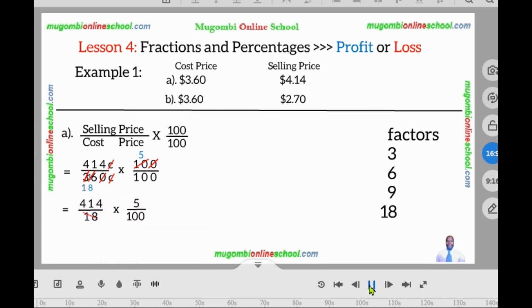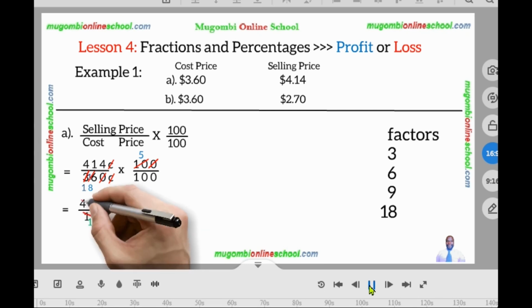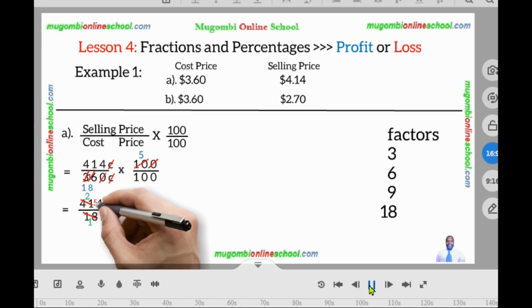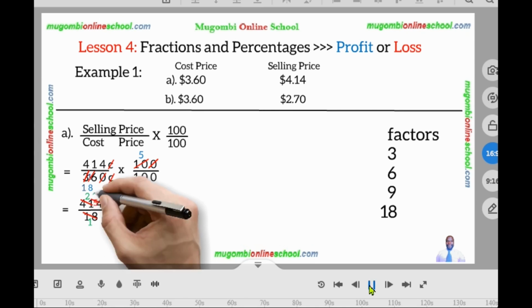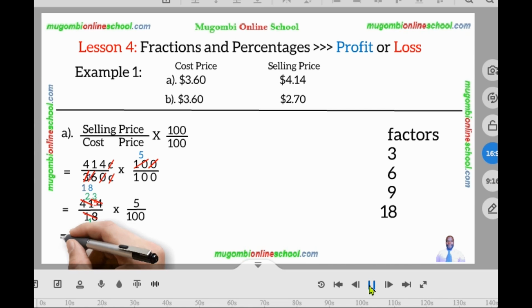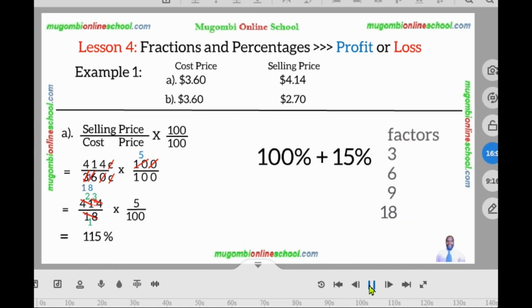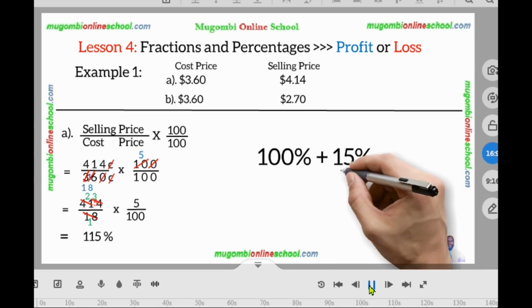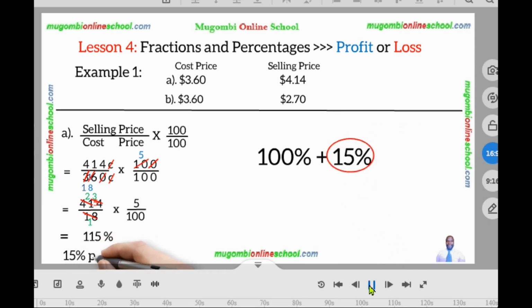So we have to calculate 18 into 18, 1, and then 18 into 41, this will give us 2, remainder 5, and then 18 into 54, that is exactly 3. So for you, you can start by using the small factors, 3 or 6 or 9 or 18, whichever is convenient to you. If we multiply the numerators, 23 times 5 all over 100, this will give us 115 over 100, which is the same as 115%. In this case, it's 100 the original plus 15%. So this person got 15% profit.